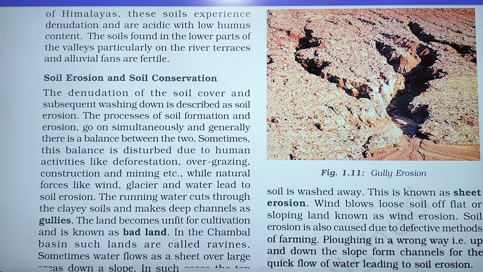What is soil erosion? The denudation of a soil covering and its subsequent washing down is described as soil erosion. In simple words, the removal of the topmost layer of soil is known as soil erosion.